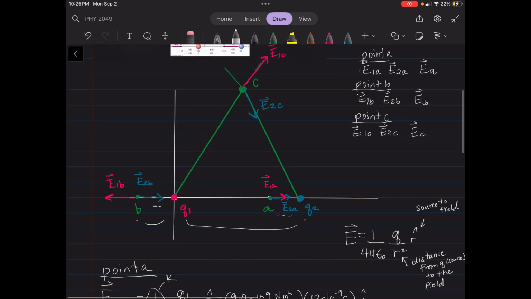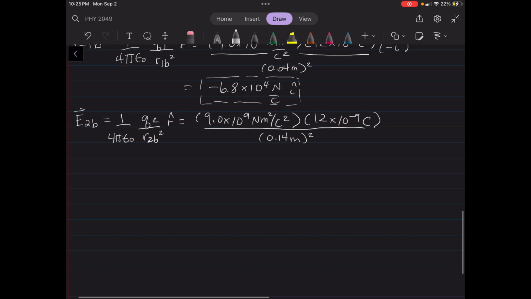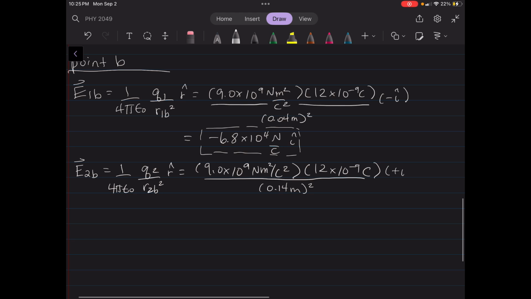What's the direction? Let's go back up. To B. To be or not to be? To be is in the positive i hat direction. Okay, so numerically, we are going to get a small number compared to the other magnitudes, 0.55 times 10 to the 4 newtons per Coulomb, and that is in the positive i hat direction.